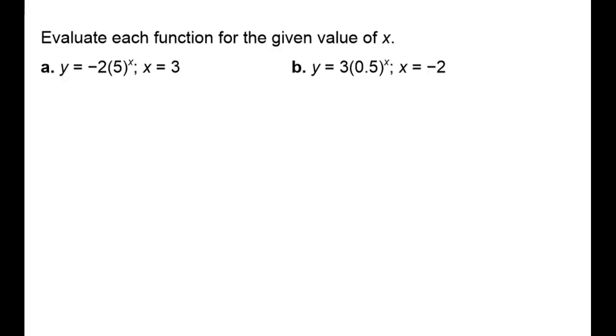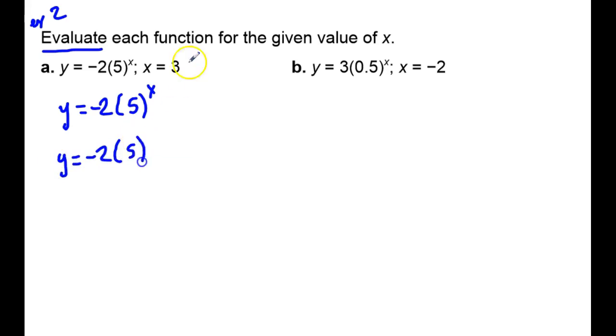So now we're going to be evaluating. This is example number 2 if you're following along in your book. So I need to evaluate each function for the given value of x. And remember, when I see evaluate, that means I'm just plugging it in and trying it out. So let's look at a. So I've got y equals negative 2 times 5 to the x, for x equals 3. So the first thing I do is I substitute. So y equals negative 2 times 5, and my x is now 3, right? Because I was told that that's what we're looking at here, up at x equals 3.